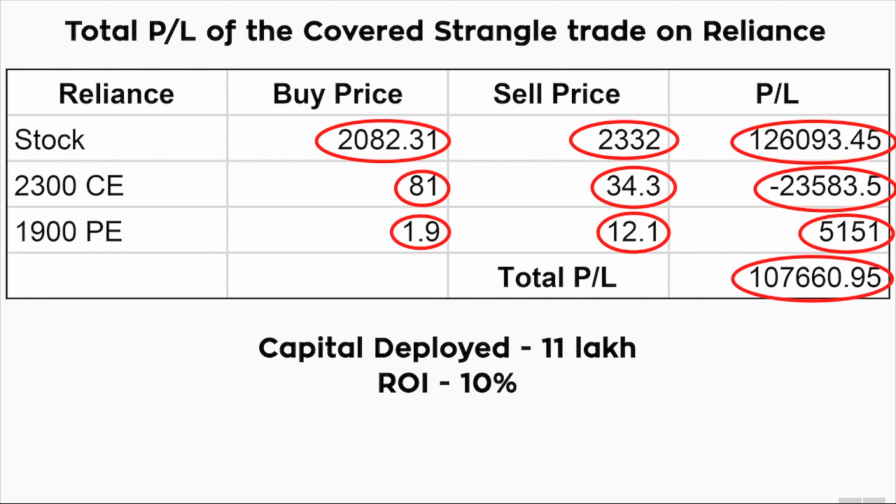So the total profit I made on the trade is Rs 1,07,660.95. The total capital employed for this strategy is about Rs 11 lakhs. So the return on investment is about 10%. I took the trade on 27th August and exited on 14th September. So I was hardly 20 days in the trade.